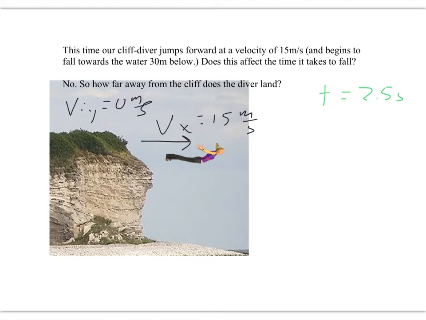So I'm just going to add a bit more to our picture here. She jumps from the cliff. Here's that vertical displacement, also known as the height of the cliff. That's that 30 meters, and we call that dy. Okay, and it says, how far away from the cliff does the diver land?